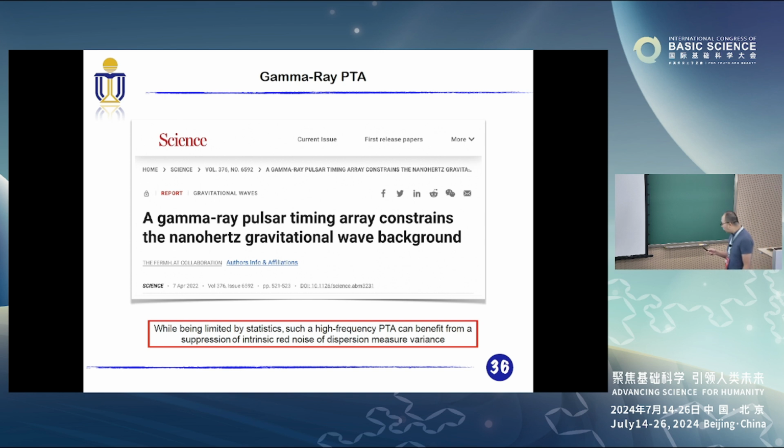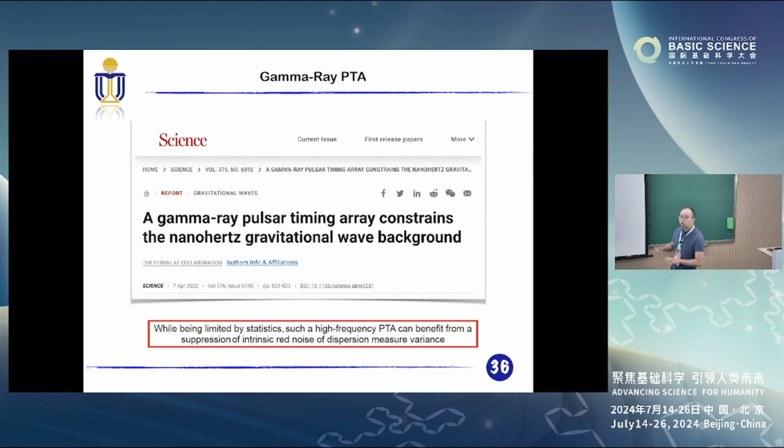And this is quite interesting in the sense that even though the statistics is very limited, which can be understood because the Fermi-LAT is not a dedicated pulsar timing array mission, such a high frequency pulsar timing array can benefit from a suppression of intrinsic red noise of dispersion variance.